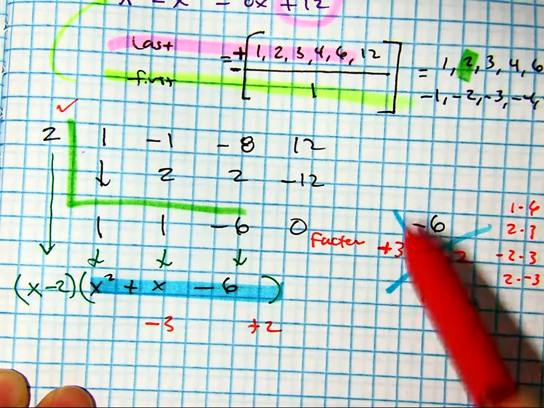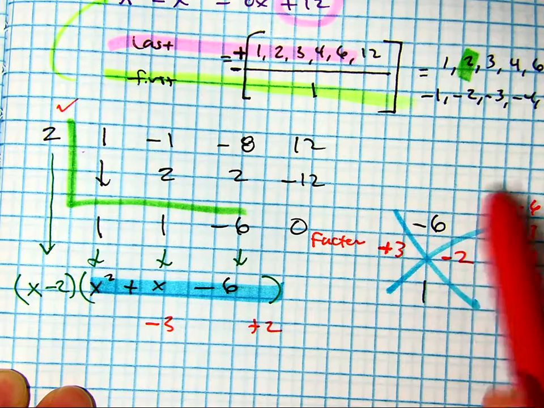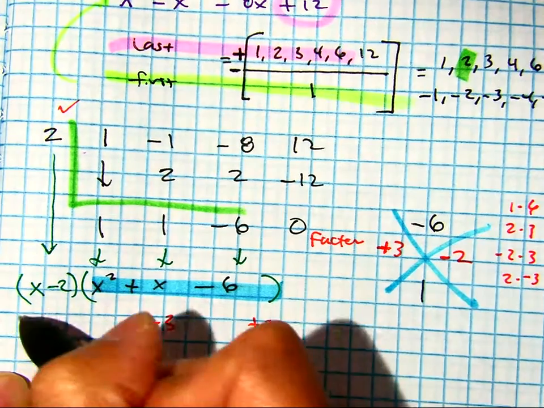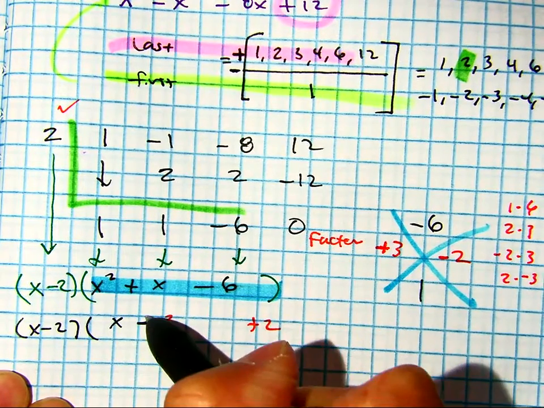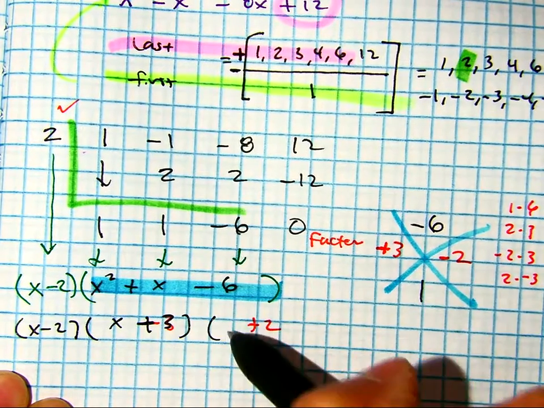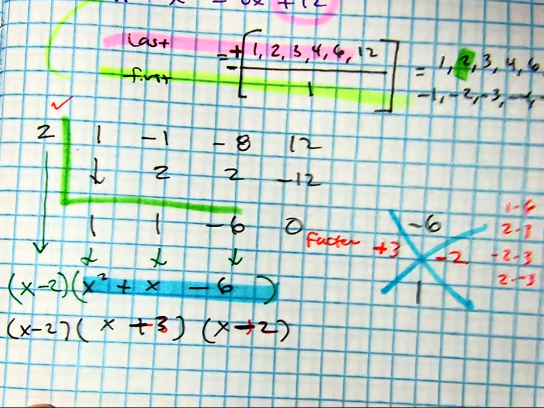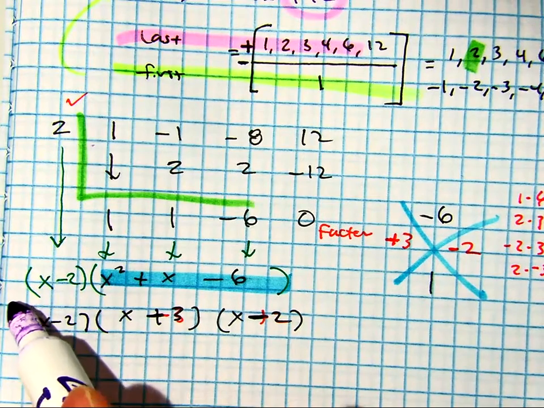So let's check. Ruby, 3 times negative 2 equals, and those add to be positive 1. Let's change these. So I have x minus 2. This will become x plus 3. And this is x minus 2. Raise your hand if you got that. And then you can do a bunch of other things through this. You can graph it by multiplicity, right?